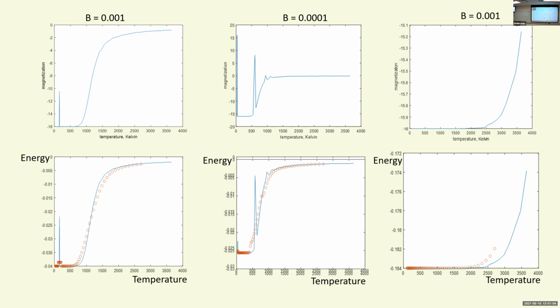On your slide, at B is 0.001, on your magnetization versus temperature graph, you have a spike before the curve, and you have a similar spike on B is 0.0001, and no similar spike on the other B value. Oh, yeah, now I get it.